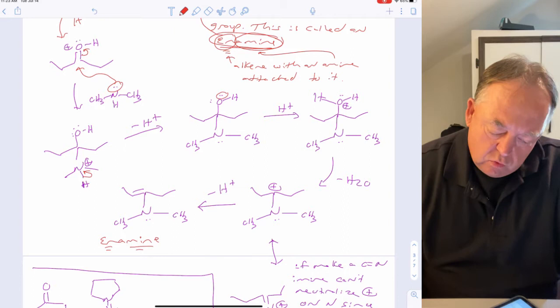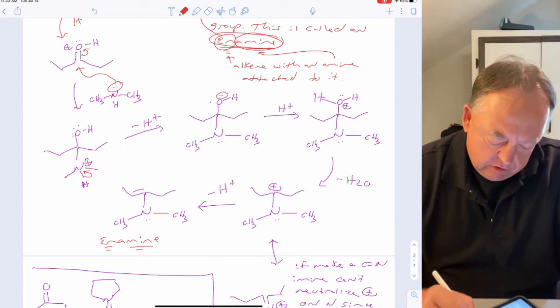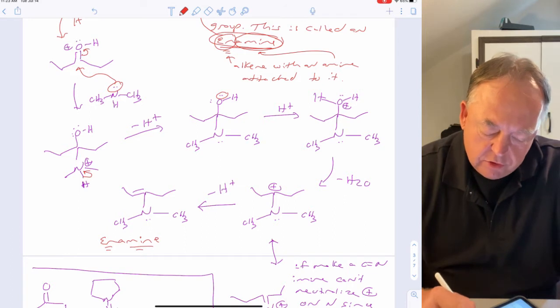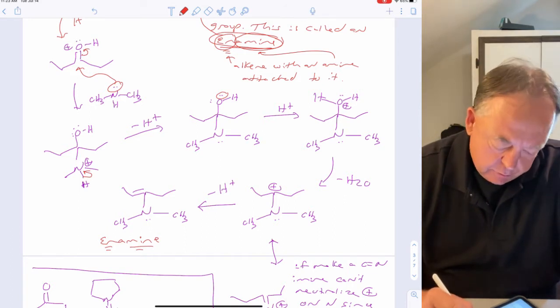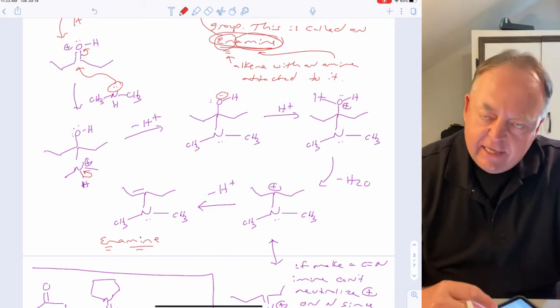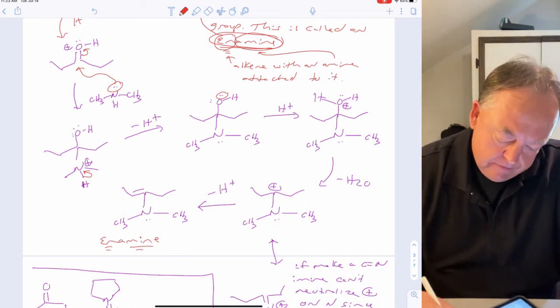And so if this was water, you would have a hydrate at this point. If this was HCN, you would have a cyanohydrin at this point. If this was an alcohol, you would have a hemiacetal at this point. But with amines, again, they are different. They keep reacting. They don't stop at this point.